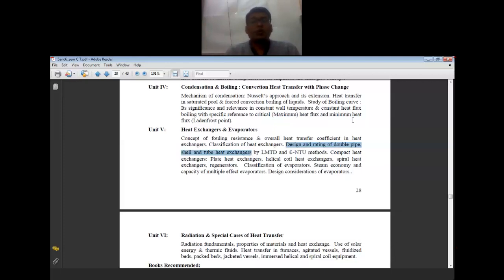Initially we are going to understand the basic concepts of conduction and convection, applying those basic concepts and designing the heat transfer equipments. The next unit is the radiation and the special cases of heat transfer. The radiation fundamentals, properties of the materials and the heat exchange. Then nowadays the use of solar energy and thermic fluids.